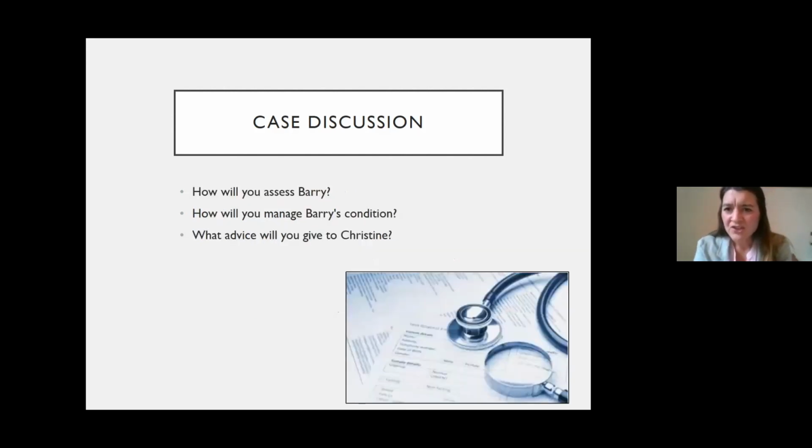So the key questions here are, how will you assess Barry? How will we manage his condition, and what advice are we going to give to his wife, Christine? So I would suggest that in terms of options for assessment, obviously you're going to initially start off remotely, because that's what is appropriate given that he has got definite COVID symptoms.